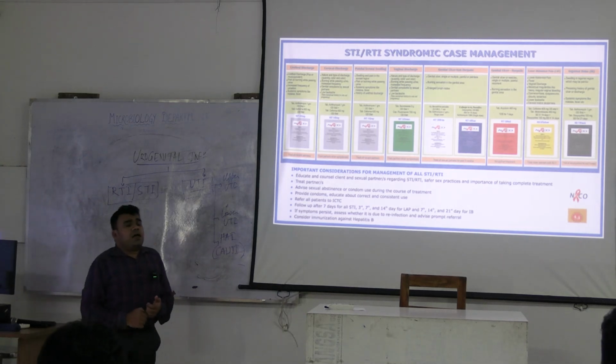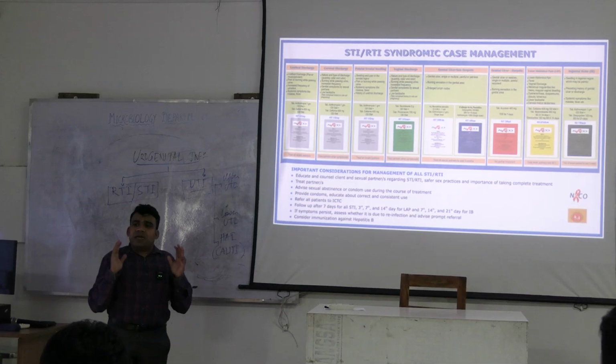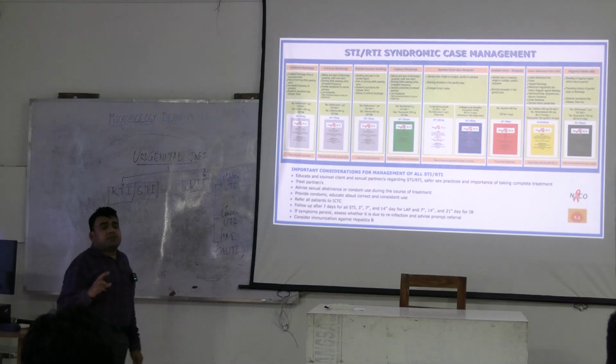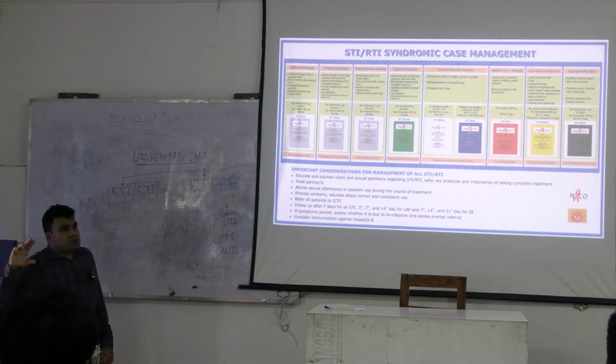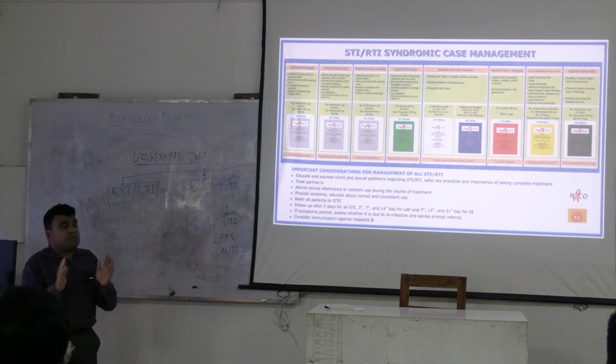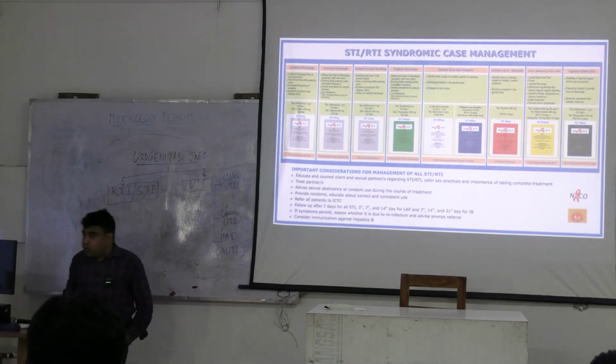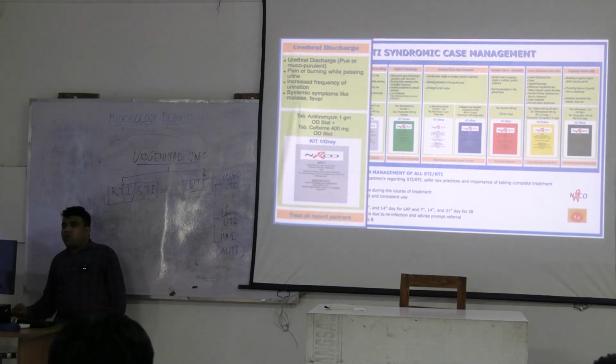The government of India has made possible with the help of this national guideline, in which they have made treatment pouches. And specific drugs are kept in specific packets for specific syndrome-like management. So these are the color-coded packets. Let us look one by one.